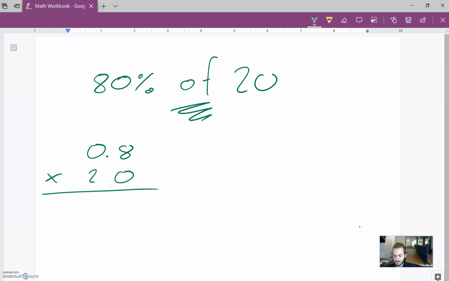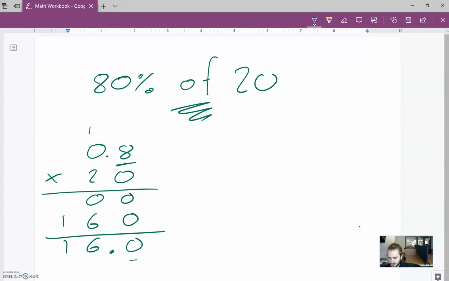Then we've got 0 times 8 is 0, and 0 times 0 is 0. 2 times 8 is 16, and 2 times 0 plus 1 is 1. We have one number to the right of our decimal here, so after we add, we're going to have one number to the right of our decimal. And so 80% of 20 is 16. And that's how we find these parts, right?